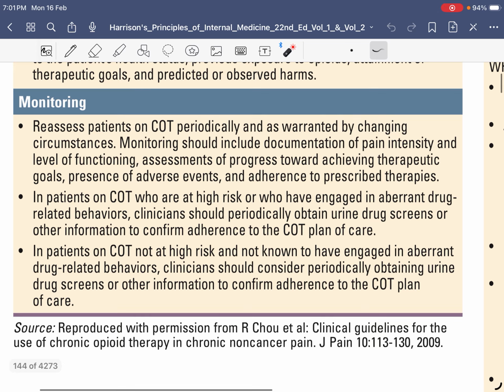Monitoring. Reassess patients on chronic opioid therapy periodically and as warranted by changing circumstances. Monitoring should include documentation of pain intensity and level of functioning, assessment of progress towards achieving therapeutic goals, presence of adverse events, and adherence to prescribed therapies.